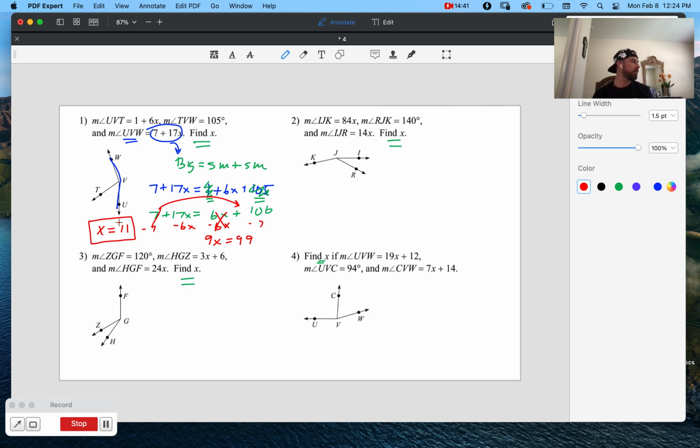Right? So it's real simple here. It's big equals small plus small, and plug everything in where it goes. Plug the big in for the big. The other two guys are going to be the small, and solve for x.